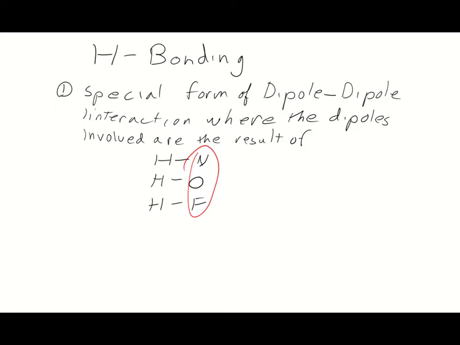Get it? No effing way you should forget it? No nitrogen, oxygen, fluorine? No. Seriously, hydrogen bonding only results when hydrogen is bonded to one of those three atoms. If you don't have that hydrogen-nitrogen bond, that hydrogen-oxygen bond, or that hydrogen-fluorine bond, you can't have hydrogen bonding.